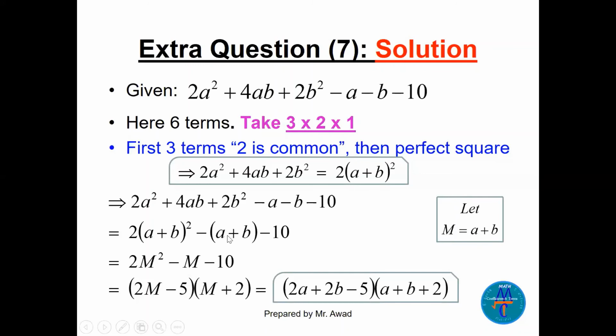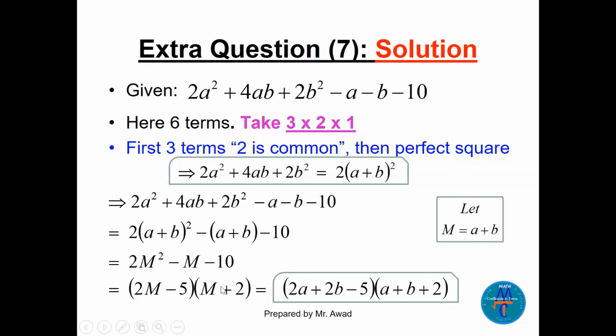So instead of leaving a plus b, you can use m, you can use y, you can use any letter you like. So if I put a plus b as m, this will be 2m squared, and a plus b is m, minus 10. See, this is now three terms. Also, it is in lecture 11. So 2m times m in the factoring here. The 10 is 5 times 2.